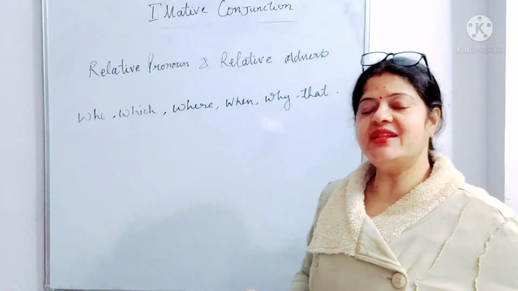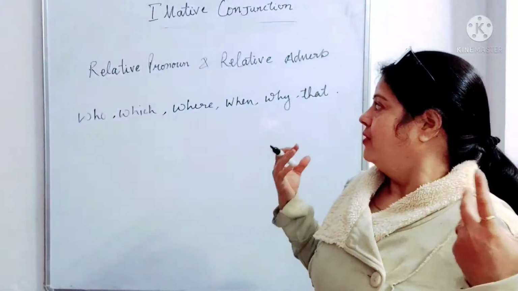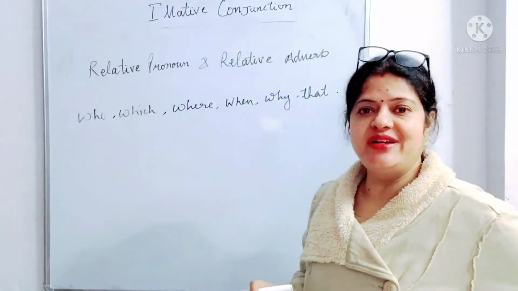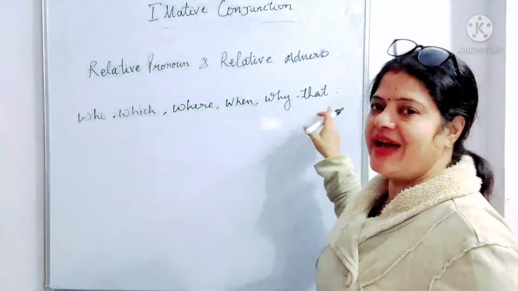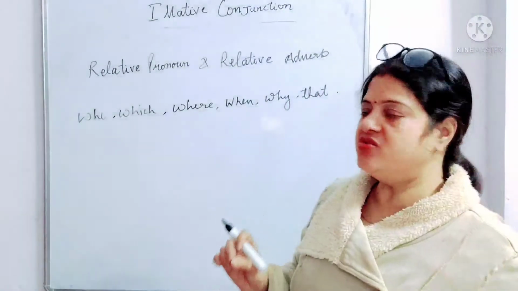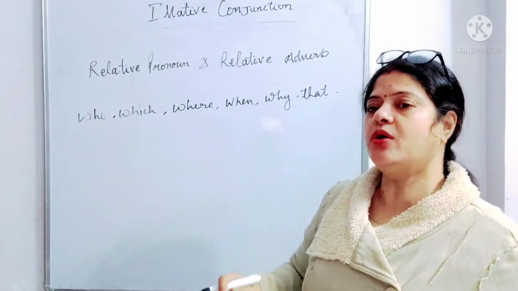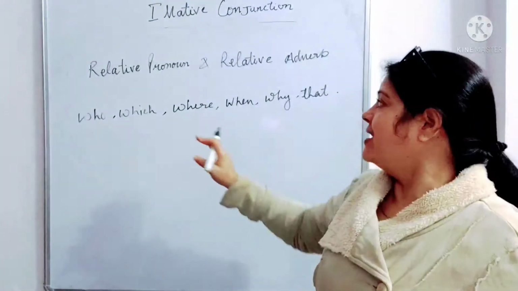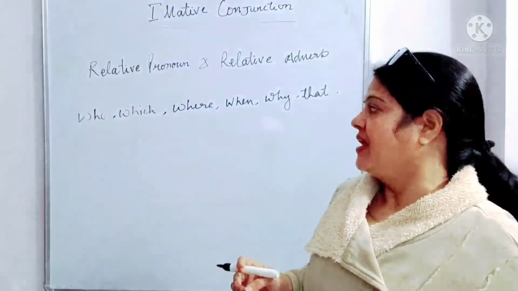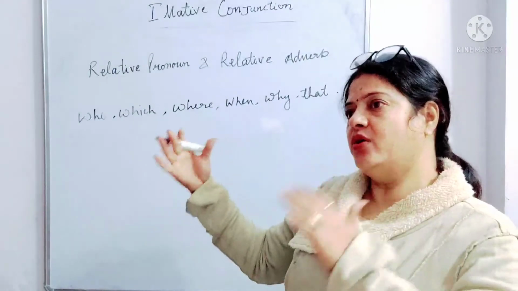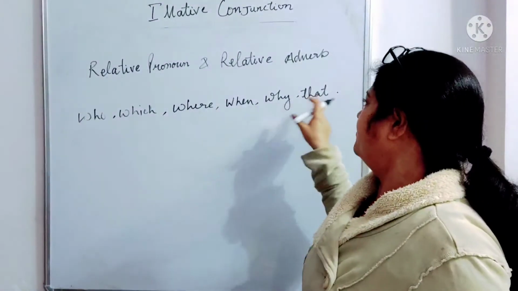Now I have taken some relative pronouns and relative adverbs to make compound sentences, like who, which, where, when, why, that. We know that these relative pronouns and relative adverbs are used to make complex sentences, and they are used to make adjective clauses. We know it very well. Adjective subordinating clause, which can be an adjective clause. Who, which, when, where, why.